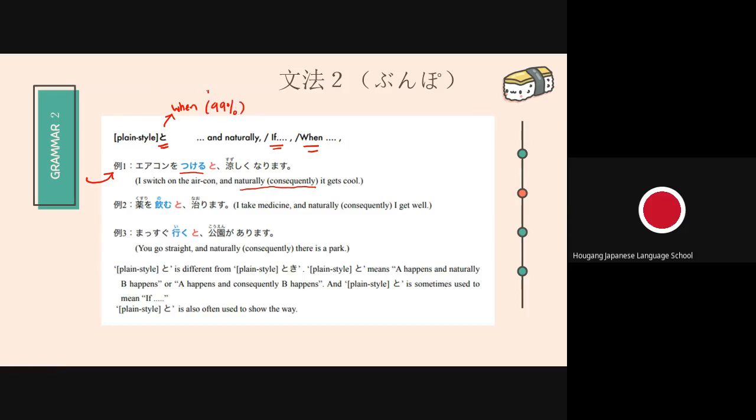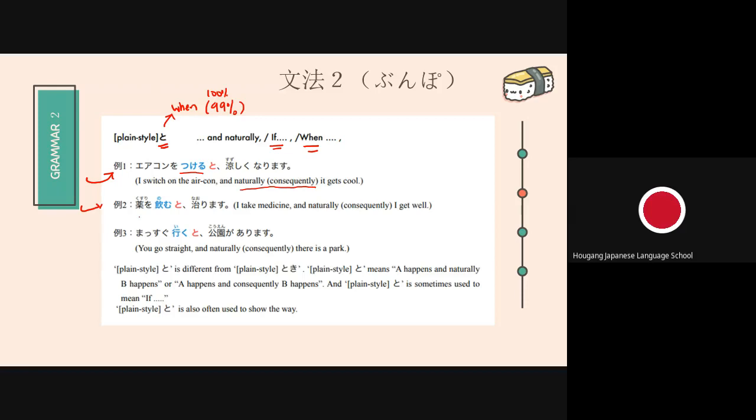Okay, you can say 100% will happen. That means when you switch on aircon, it will naturally become cool, because by default it should be automatic, right? Okay, let's look at example two first. Kusuri o nomu to naorimasu. Okay, when you drink medicine, you will recover. So it's like an expected outcome. Okay? Expected outcome, we use to instead of toki.